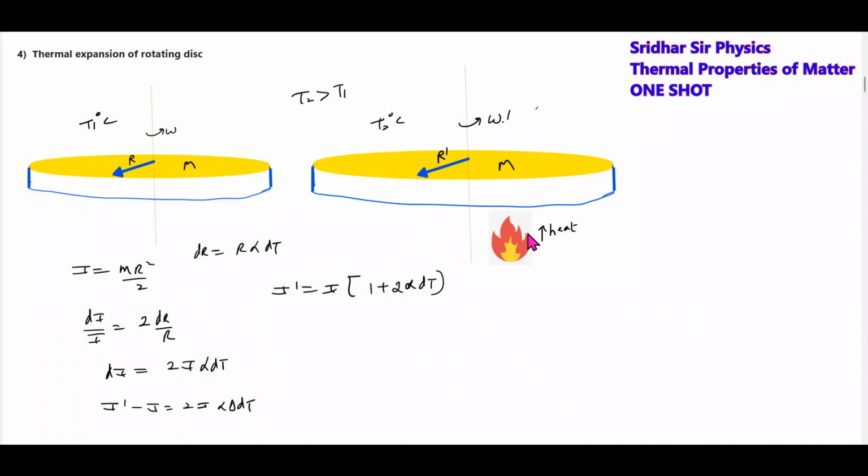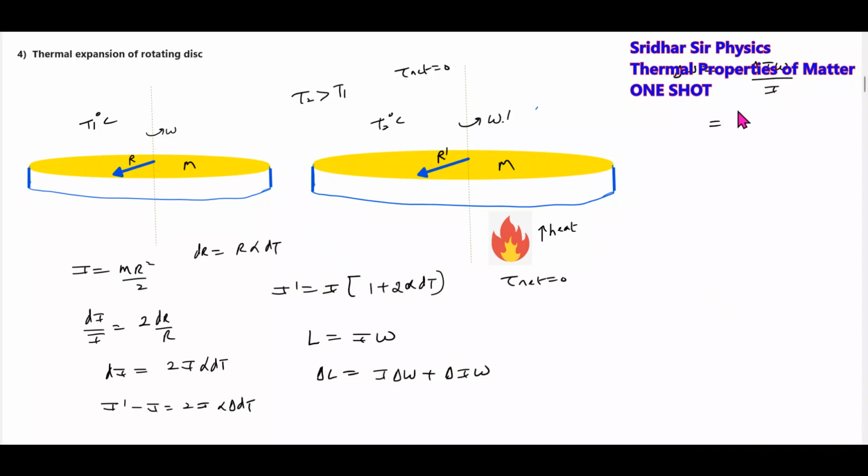So on supplying heat, there won't be any net torque acting. The net torque acting on the system will be 0. So definitely the angular momentum has to be conserved. The net angular momentum of the system is equal to I into omega. Delta L, as there is no net torque, is 0. So this will be I delta omega plus delta I into omega. Therefore delta omega equal to minus delta I by I.